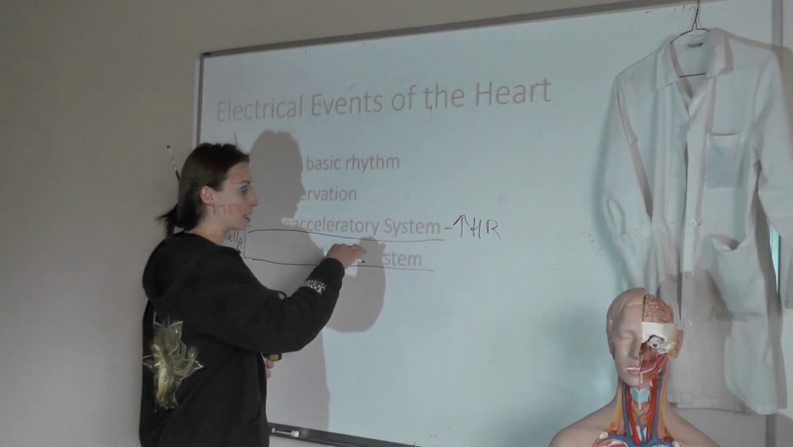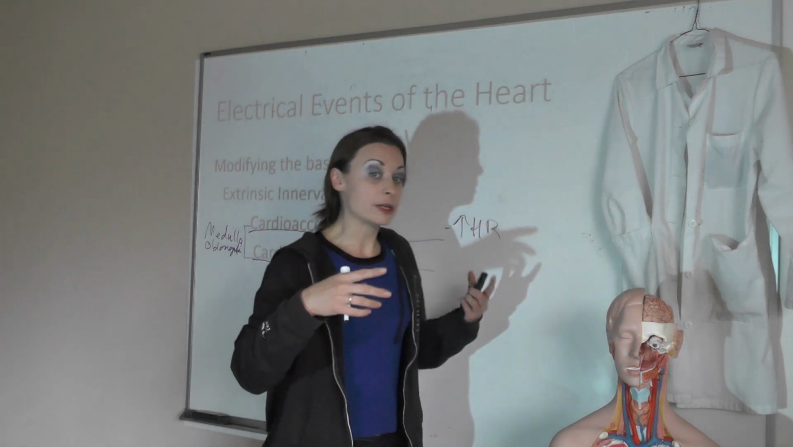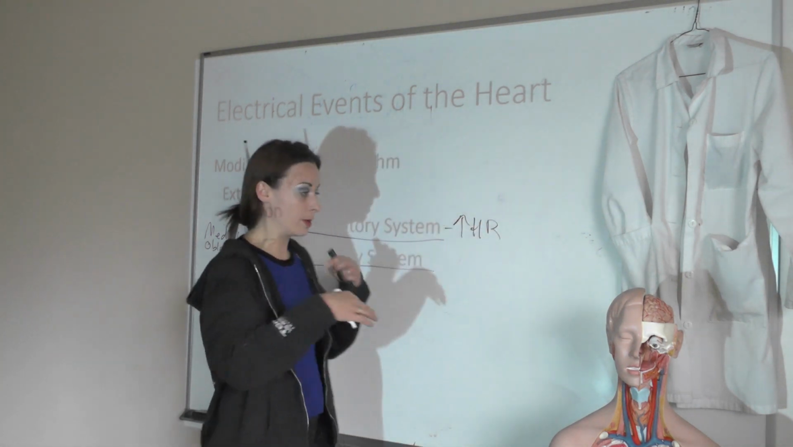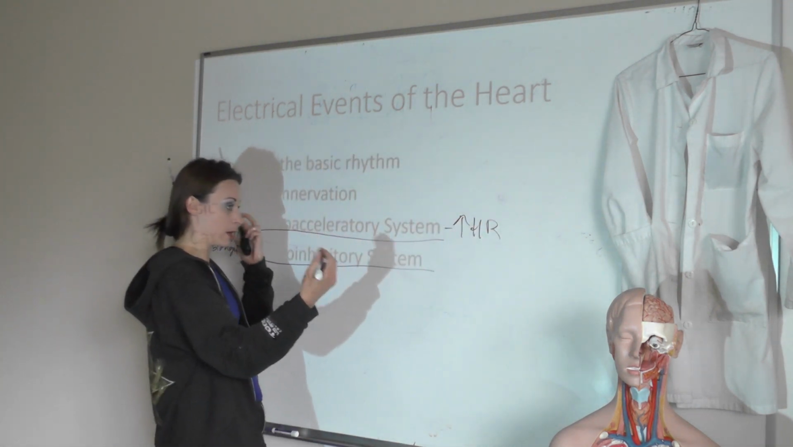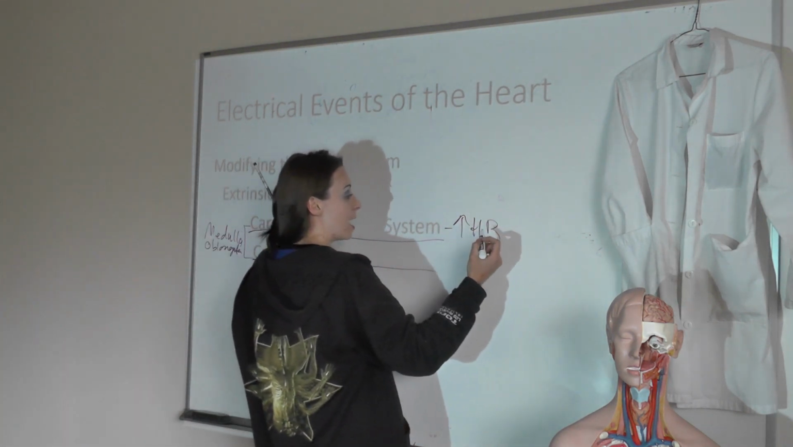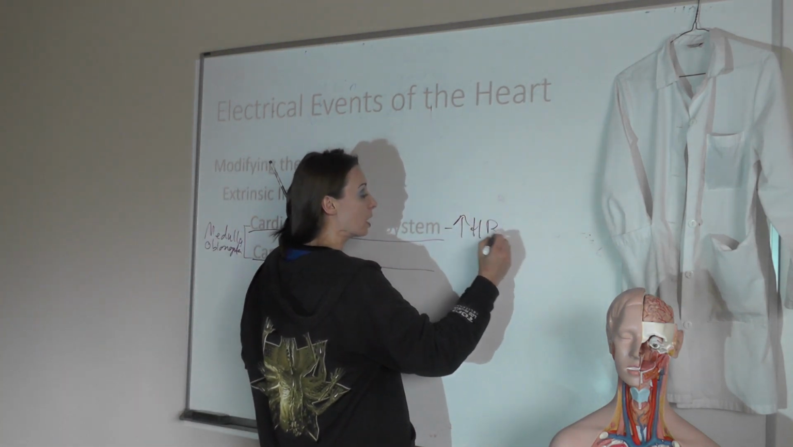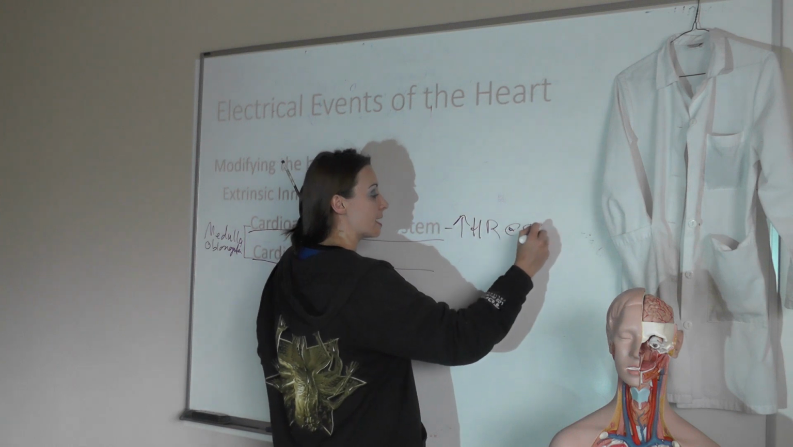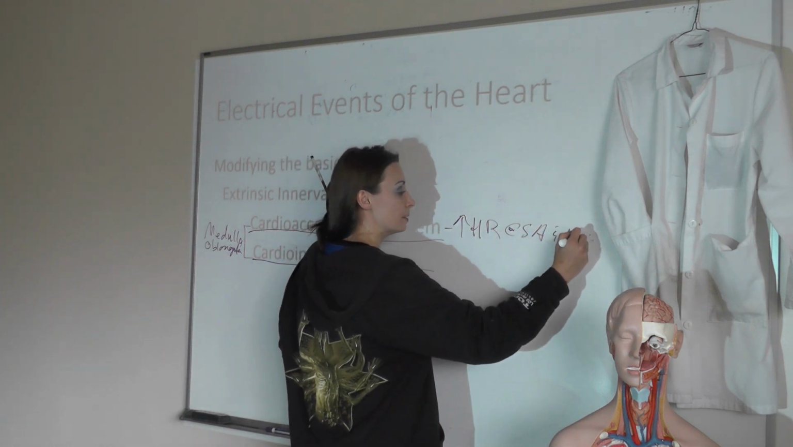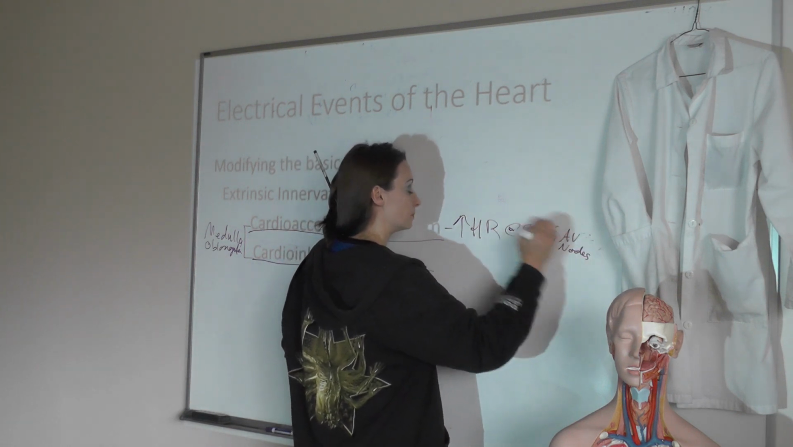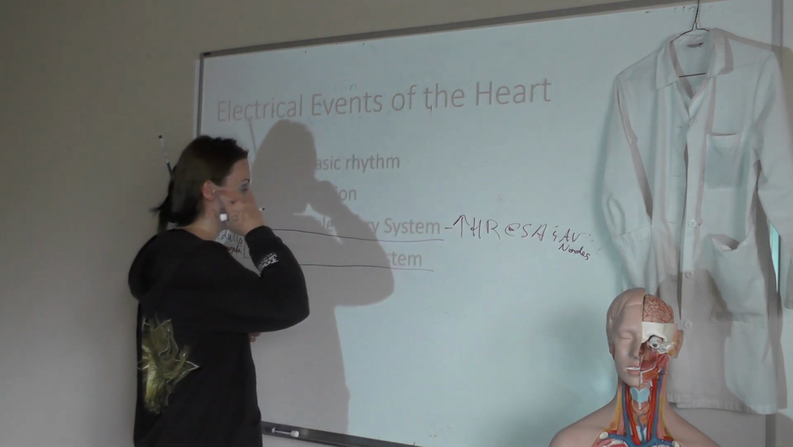From our medulla oblongata then, we're going to send information down our preganglionic and postganglionic axons that are coming from our thoracic nerves, and these are going to increase heart rate at the SA and AV nodes. So we'll increase the rate of firing.